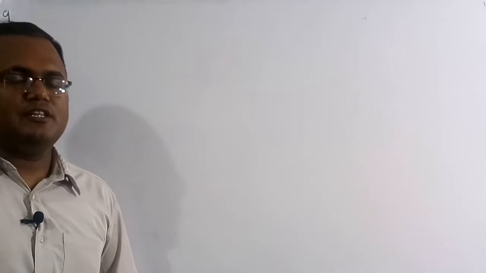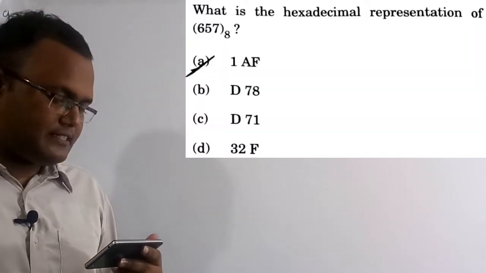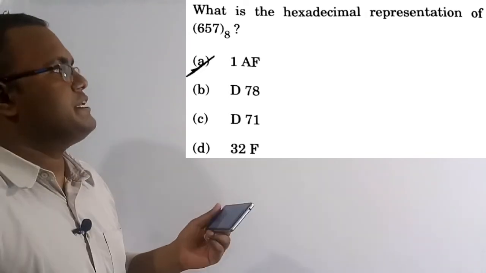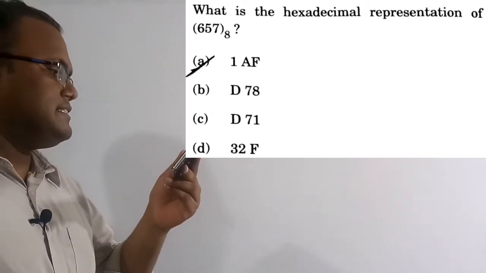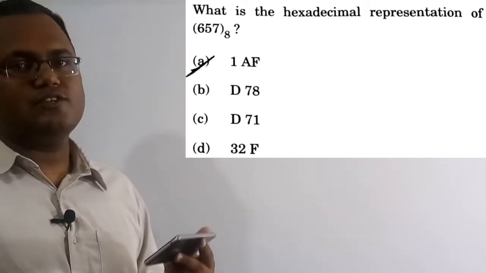Now we are going to solve the 9th question. See the question here: what is the hexadecimal representation of the octal number 657? Out of the 4 options, option A, 1AF, is the correct solution of this question.